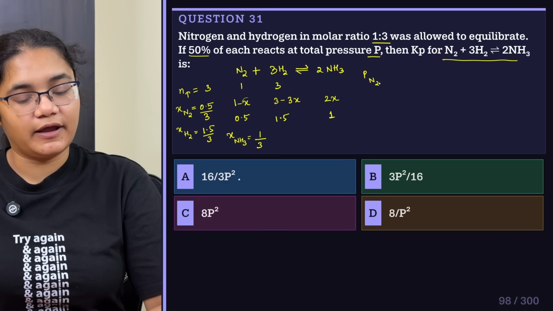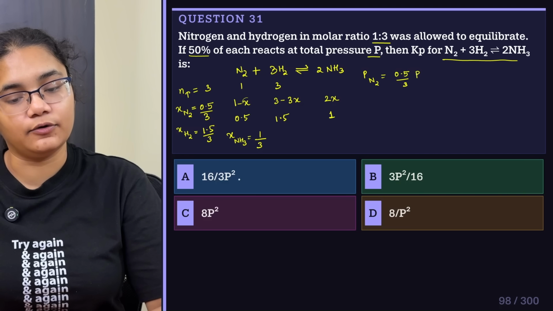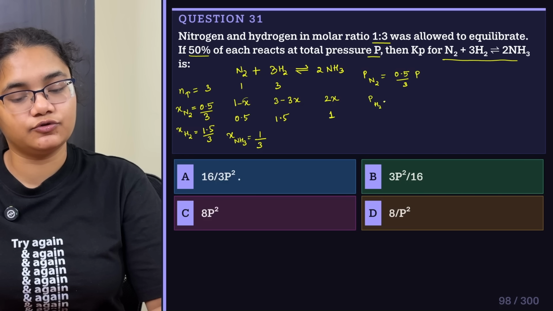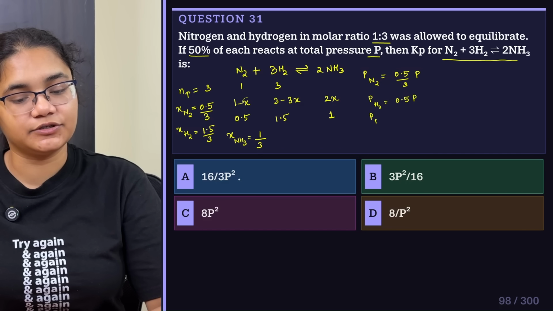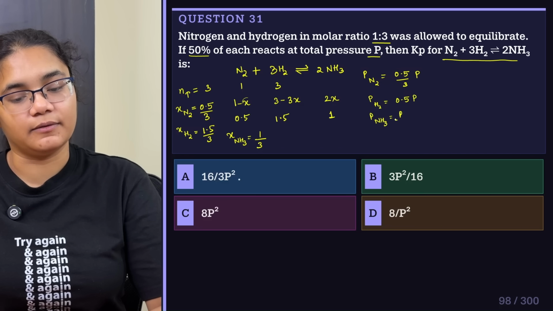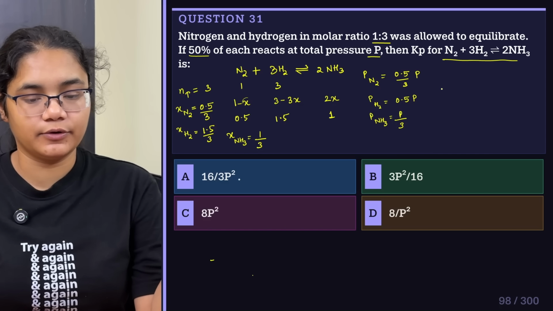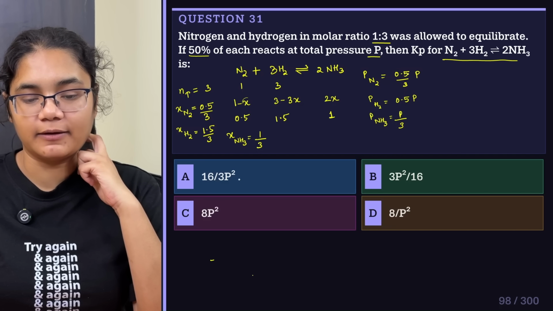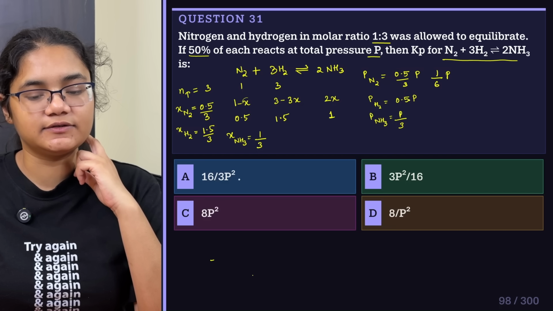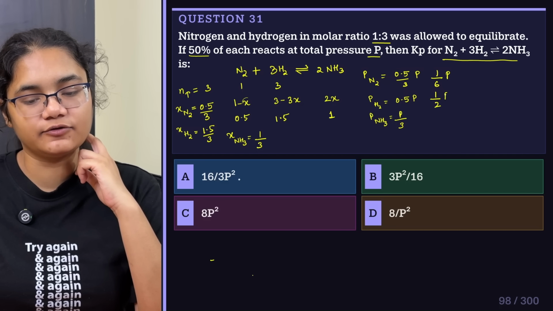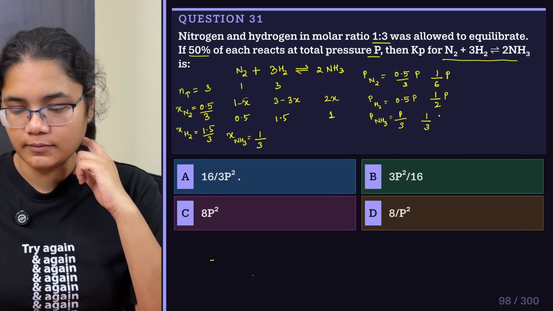So partial pressure of N2 will be 0.5 by 3 into P. Now what is the partial pressure of H2? It is 0.5 into P, because the 3 I can cancel. And partial pressure of NH3 is equal to P by 3. So now let me write this in terms of fractions. 0.5 by 3 means 5 by 30, or I can write 1 by 6 P. This one is 1 by 2 P. I'm just writing it so that the calculation will be easier. And this one is 1 by 3 into P.